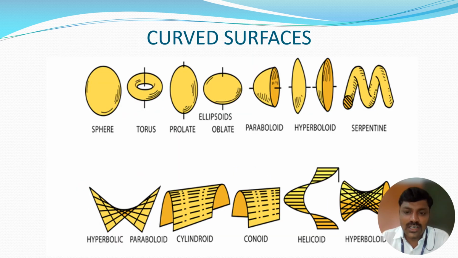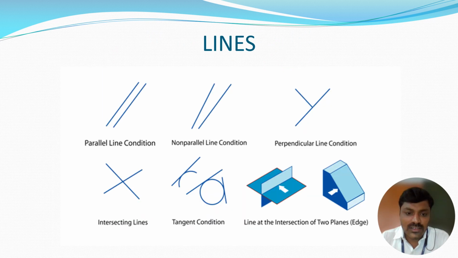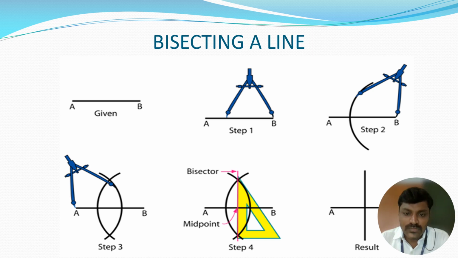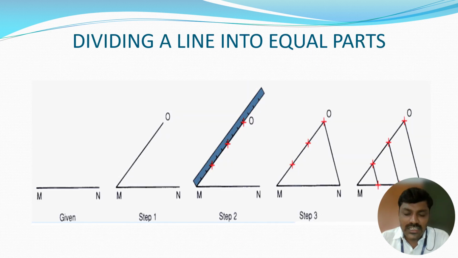These are called the curved surfaces. You have studied in small classes: sphere, ellipse, parabola and hyperbola. These are the different types of lines. This is called parallel line, non-parallel line, perpendicular line, intersecting line, tangent line and normal line. A tangent line is a line that touches the circle at a point. Dividing a line.